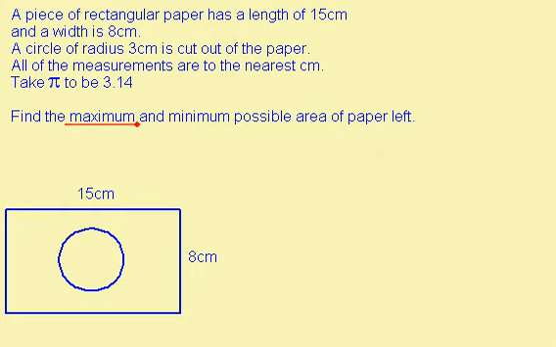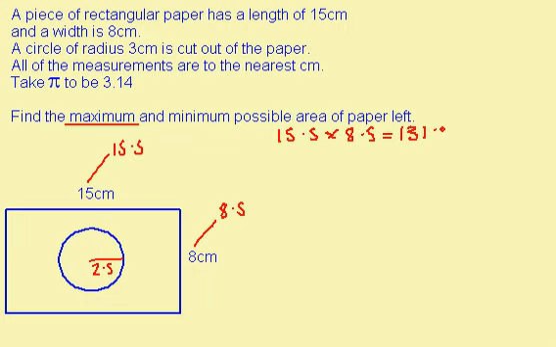To find the maximum possible area of paper, I want to have the maximum area for the rectangle and the minimum area for the circle. The upper bound for 15 centimetres is 15.5. The upper bound for 8 centimetres is 8.5. And the lower bound for the radius of the circle is 2.5. To find the area of the rectangle, I need to do 15.5 times 8.5, which gives me 131.75.